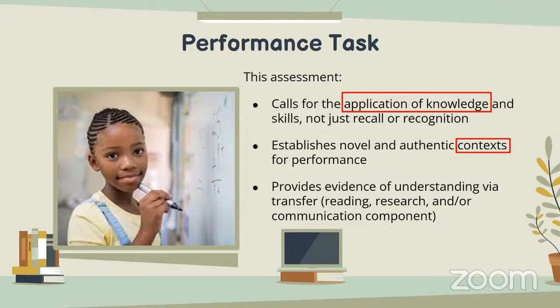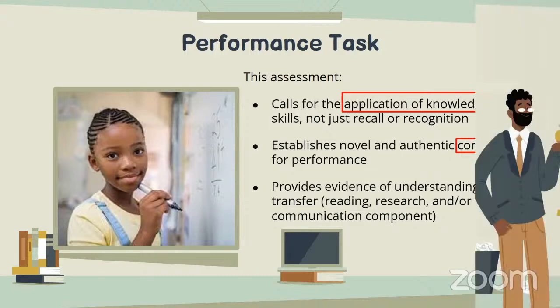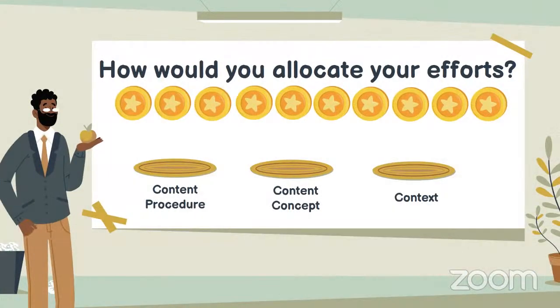Now, to encapsulate this, I want to invite you to take on a little activity with me to see where we are with how we think about what we do. Let us say that you have 10 coins, and the 10 coins represent your effort or emphasis in teaching. We have 3 plates here: content procedure, content concept, and context. You have 10 coins to share, and the 10 coins represent the range or extent of your effort.